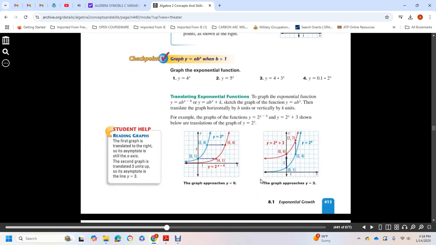Translating exponential functions. Graph the exponential function y equals a times b to the x minus h, or y equals a times b to the x plus h, plus k. Sketch the graph of the function y equals a times b to the x, and then translate the graph horizontally by h units and vertically by k units. For example, the graphs of the functions y equals 2 to the x, y equals 2 to the x minus 4 and y equals 2 to the x plus 3, shown below.